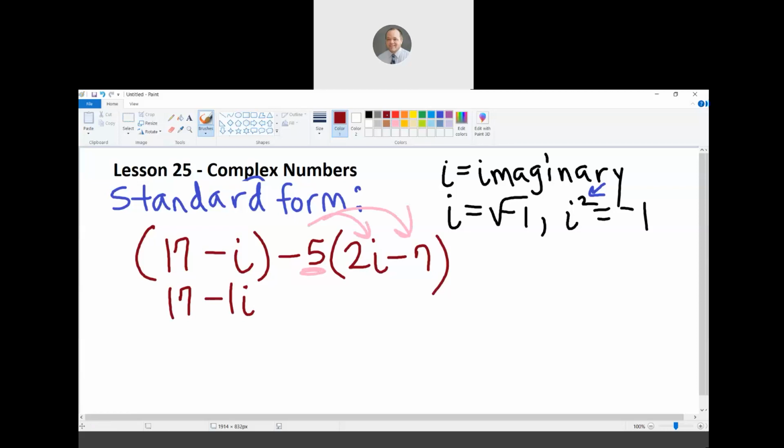So negative 5 times 2i is negative 10i. And negative 5 times negative 7 is a positive 35. The last step, combine your like terms and make sure your answer is in standard form. So 17 plus 35 is 52. And when we combine the i's, we get negative 11i.